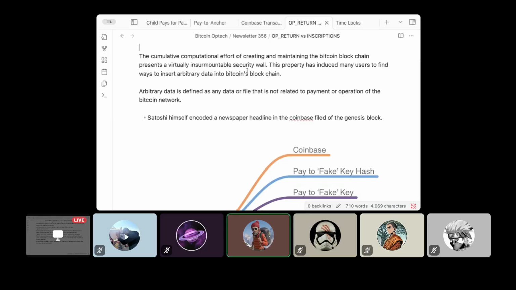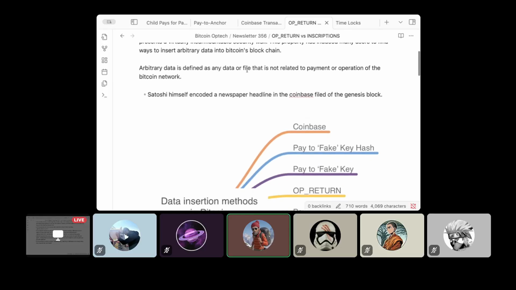Because of Bitcoin's security and the blockchain's stability, there has always been demand or interest in putting arbitrary data into the blockchain. This is not something new. It has been there since the very first Genesis block. Satoshi himself encoded a newspaper headline into the Coinbase data field. So, if you look at it that way, right from the Genesis block, arbitrary data has been put into the blockchain.